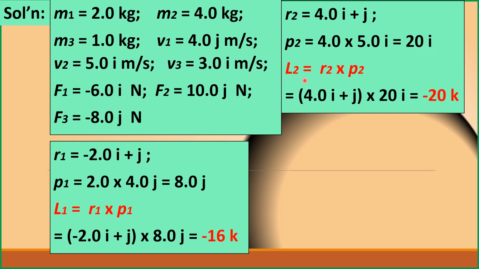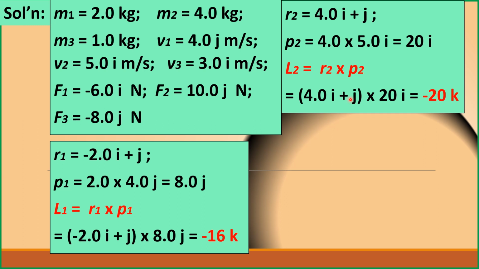And so therefore, its angular momentum L2, which is just the vector product of r2 and p2, substituting for r2, 4.0i plus j, to be cross multiplied by p2, which is 20i. So 4.0i cross multiplied to 20i, of course, is also equal to 0.